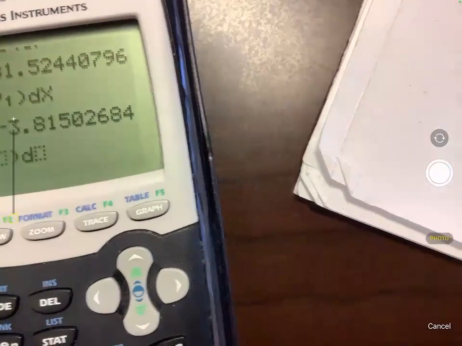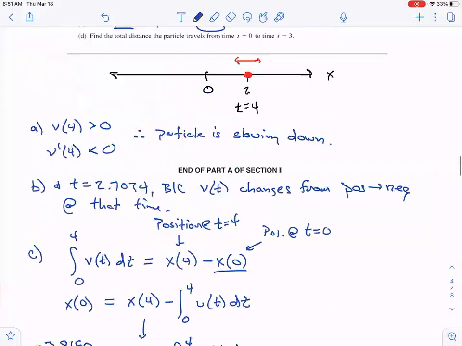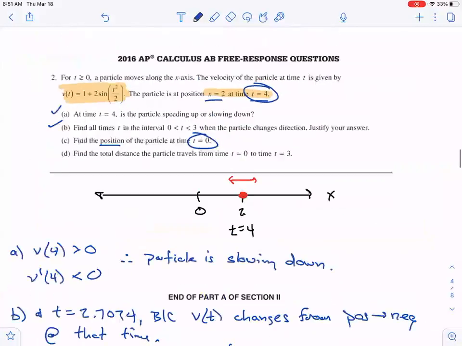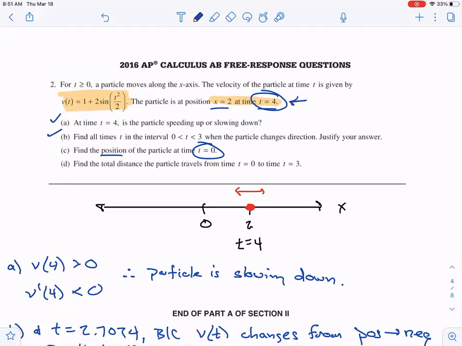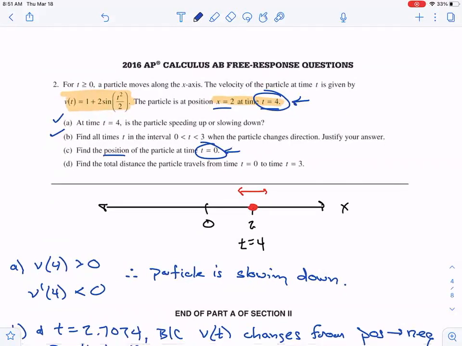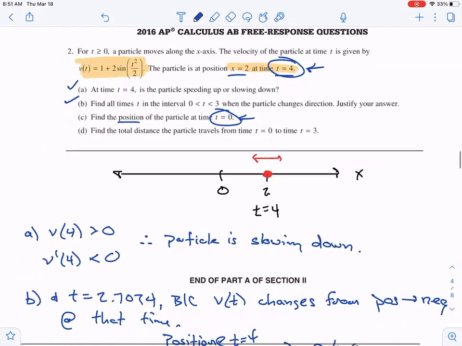Great question. The reason is the 4 comes from the stem of the problem where they gave me that initial condition: the position is x equals 2 at time 4. And then in part C, they're asking me to find the position at time 0. So I've got to use 0 and 4. I could have flipped them around and had 4 as the lower bound, 0 as the upper bound. It doesn't matter, but then I just need to carry that through FTC part 1.